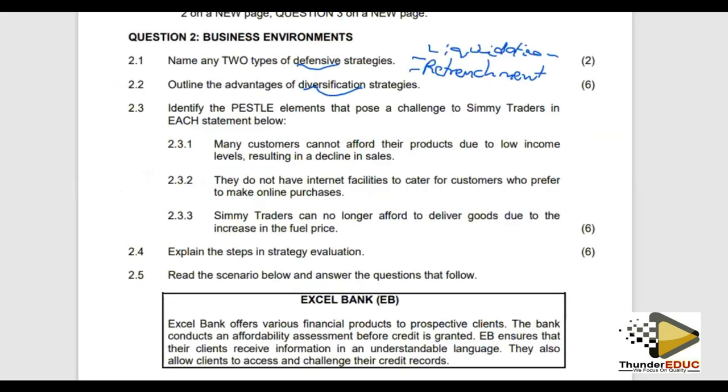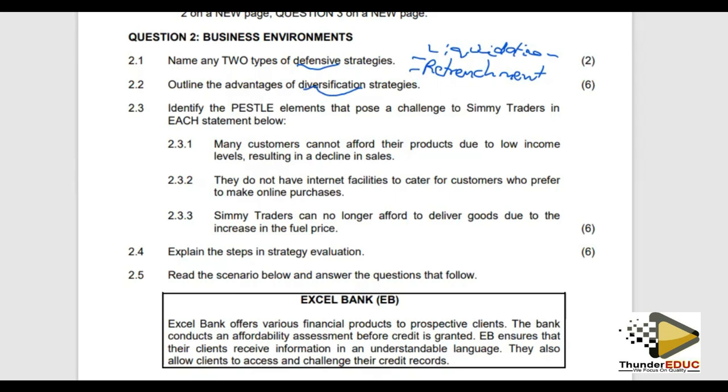So now we have 2.3. Identify the PESTEL elements that pose a challenge to SMME traders in each statement below. Guys, if you still remember, PESTEL is one of the analyses that a business should take into account or pay attention to the moment they want to improve the level of profits that they normally collect on a daily, weekly, fortnightly, monthly basis, and even yearly.